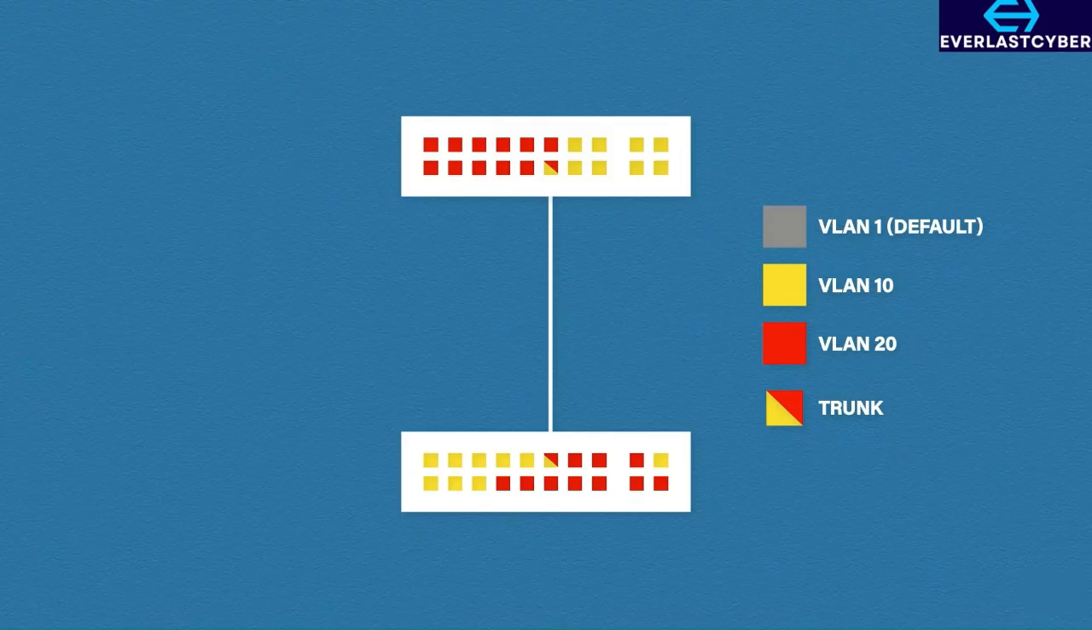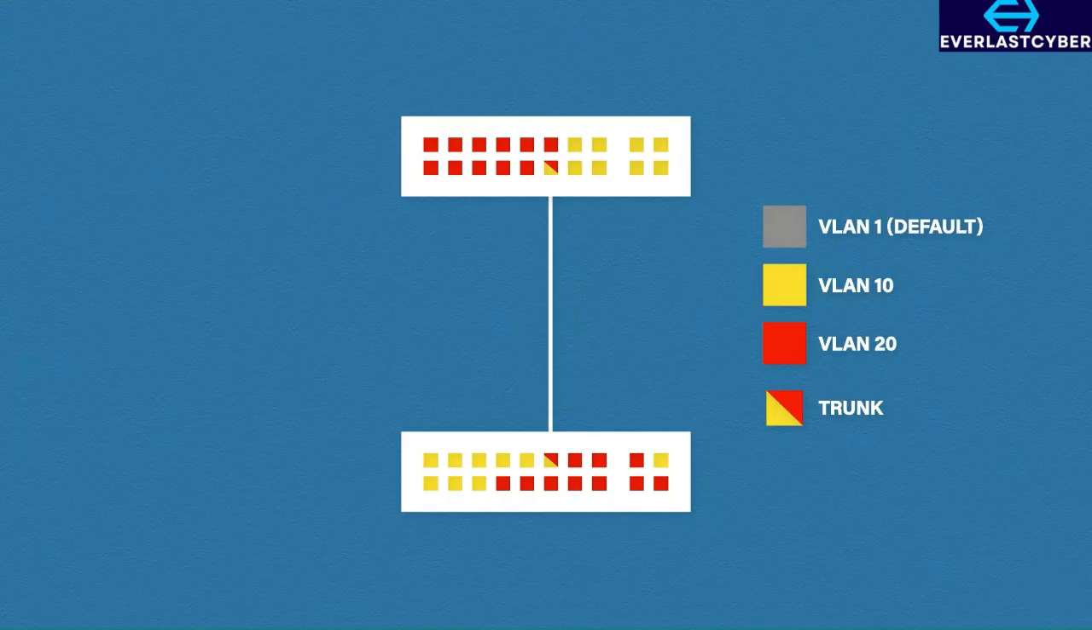Now, a trunk port can send traffic from different virtual LANs. They're used to send traffic between networking devices. This leaves us with another problem, though. How does the receiving switch know which VLAN the traffic belongs to? The whole point of a VLAN is to separate traffic.